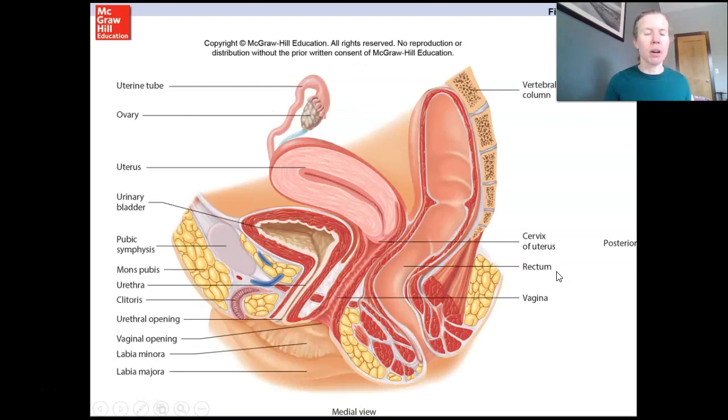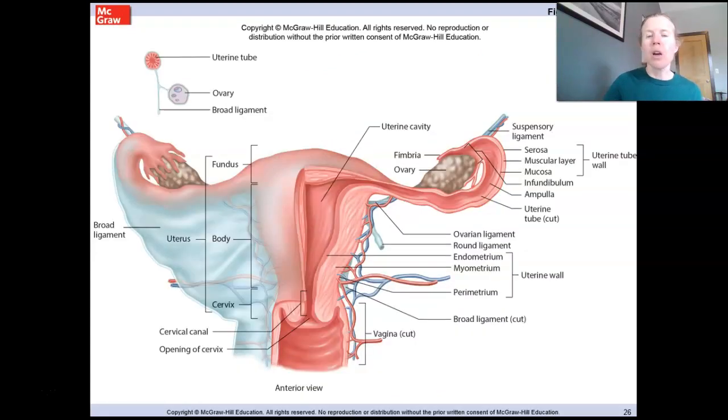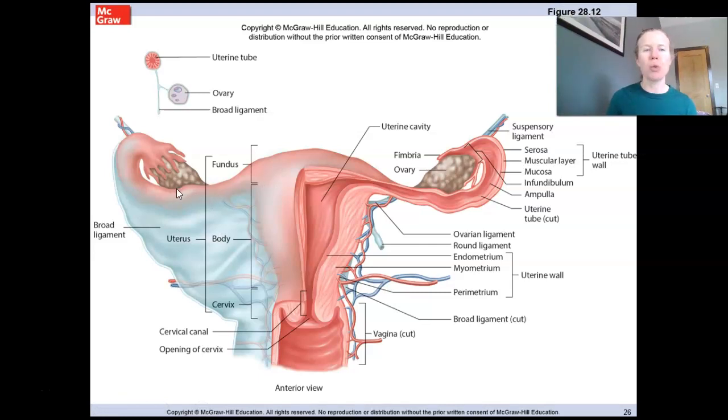Okay, so in the female reproductive tract, it's going to be this ovary that's producing these immature oocytes. So we looked a lot at the anatomy in lab this past week. I thought this was a really nice image out of your textbook, figure 28.12, to show the broad ligament, which I know some of us were trying to figure out. It's almost like a mesentery, anchoring the uterus and the uterine tubes in place.